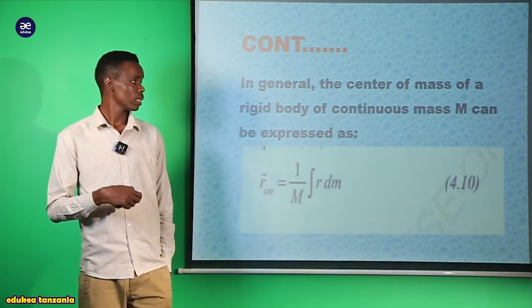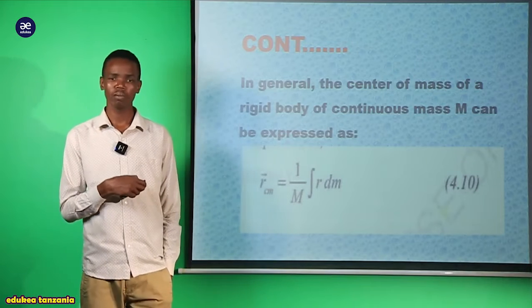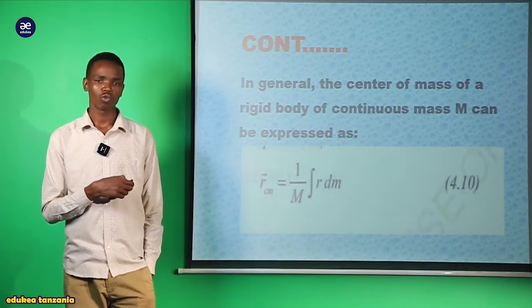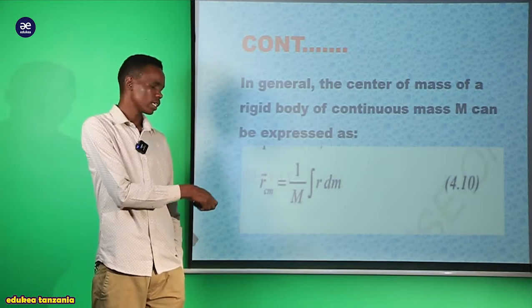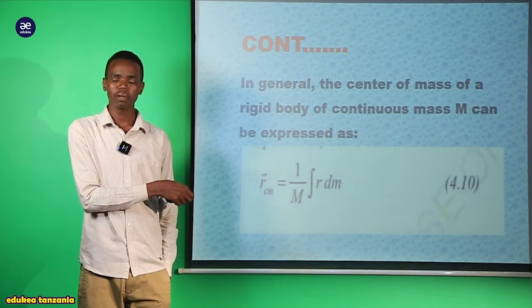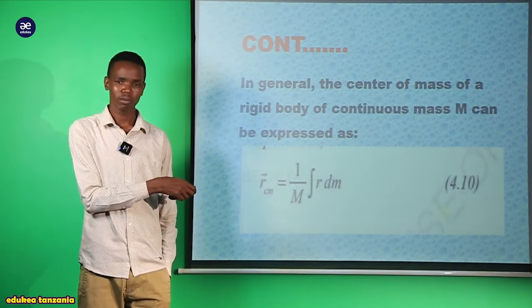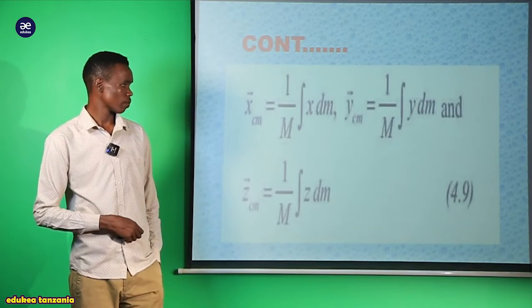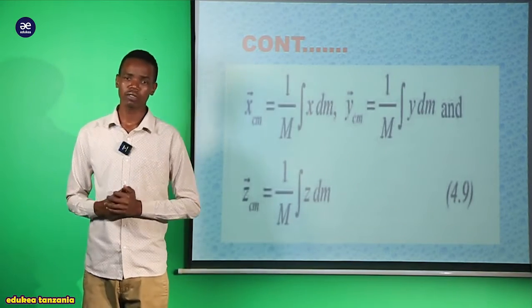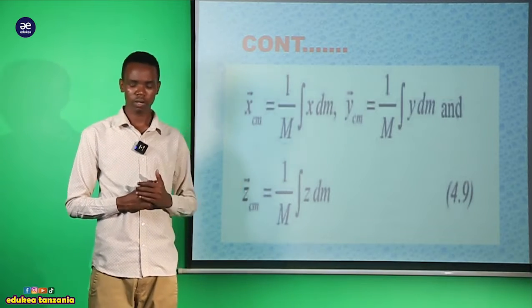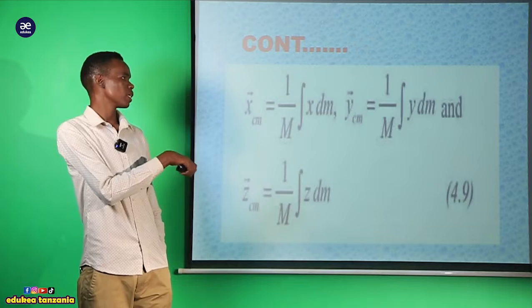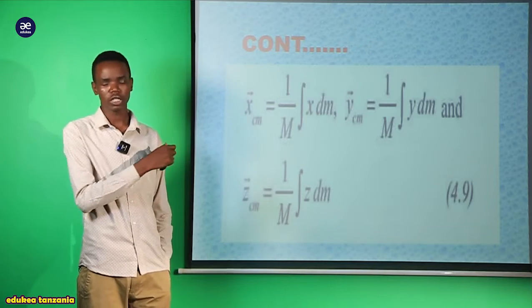It means the center of mass of a rigid body for the continuous case must be equal to 1 over m, then integral of r times the dm. Where does this equation come from? This equation, my dear students, comes from this one. Imagine we have the R. Now we should sum these three equations.